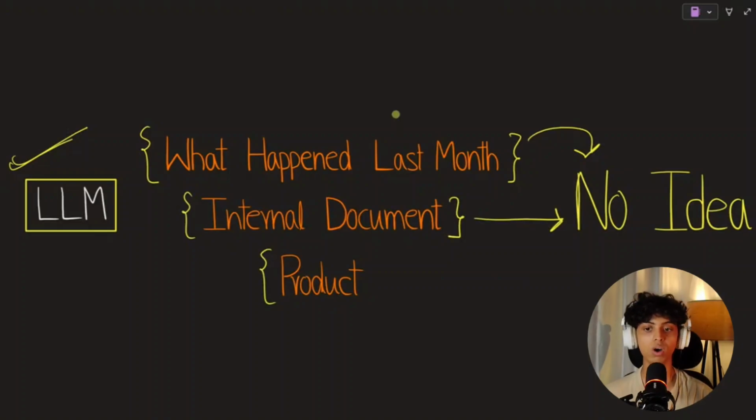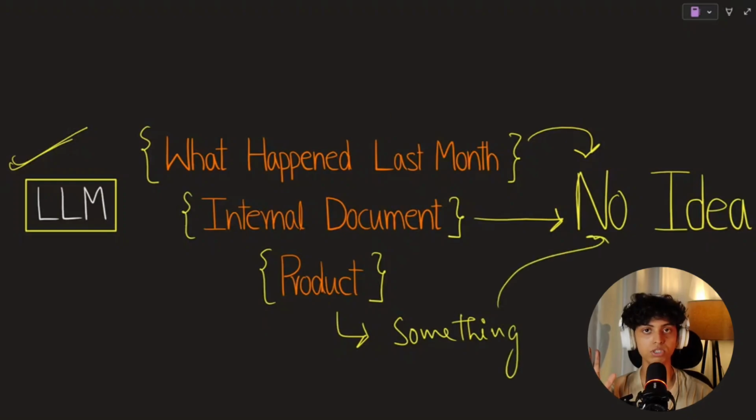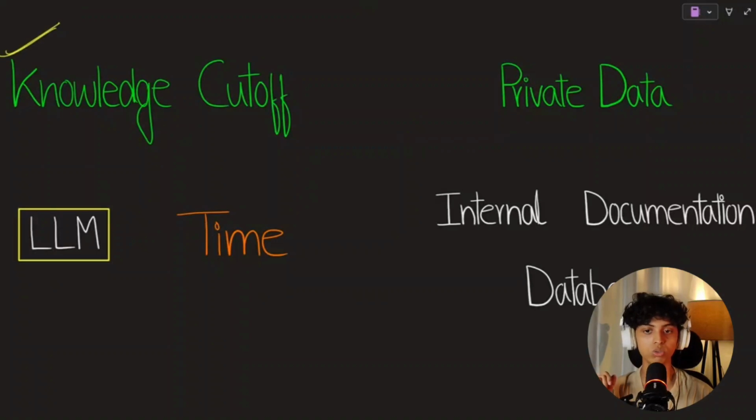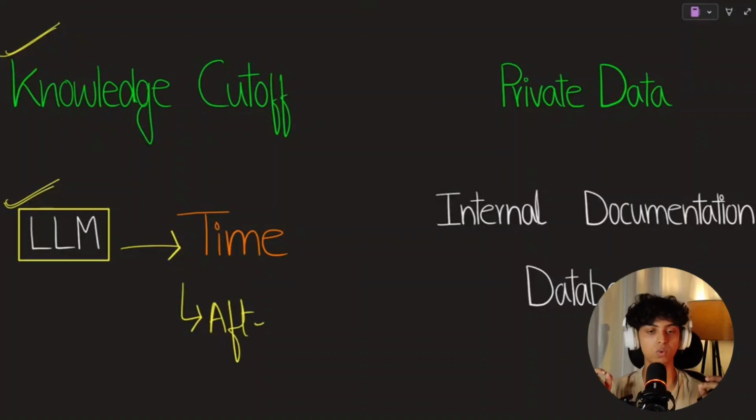And again, let's suppose you ask it a very specific question about your product, then either it makes something up or says, I don't know. And this happens because the LLMs have two fundamental limitations. The first is the knowledge cutoff. So every LLM is trained on data up to a certain point in time. And anything that happened after that, the model simply doesn't know. And in a world where everything is changing every single day, that is a very serious problem.